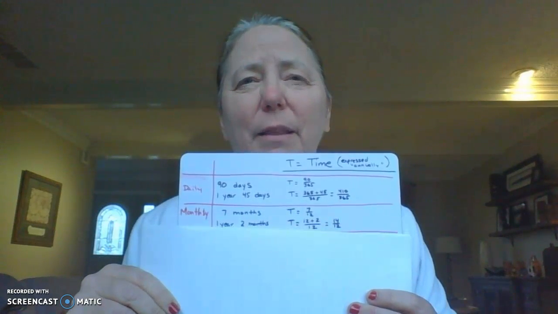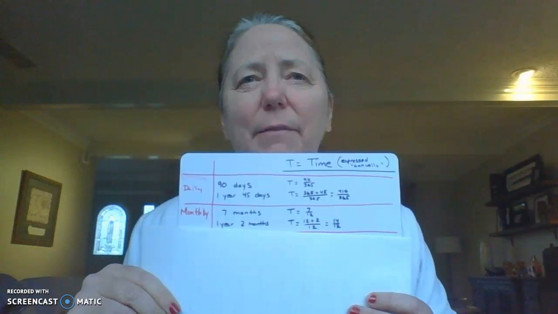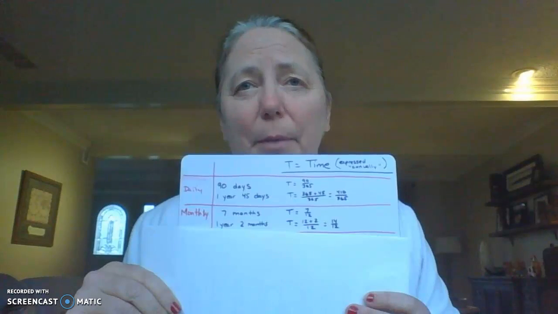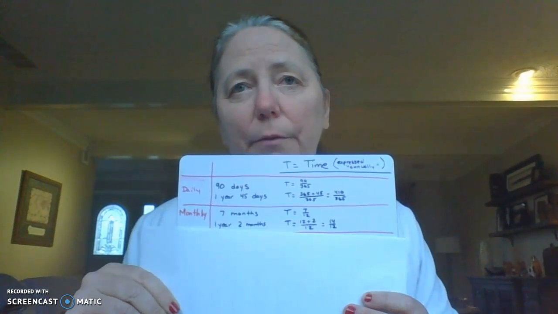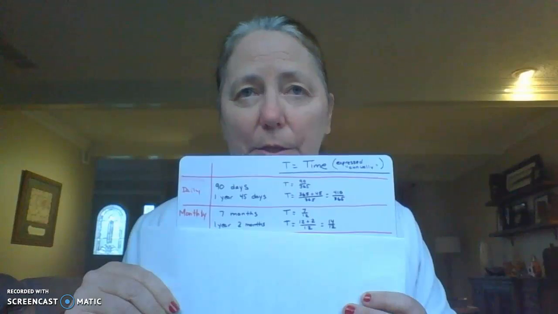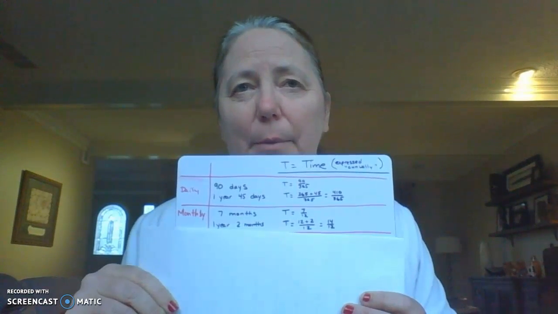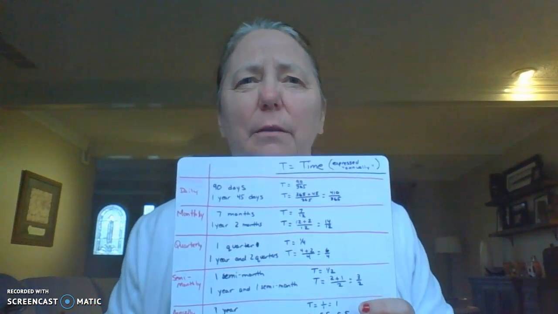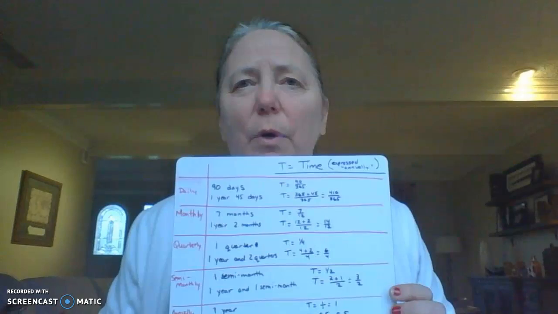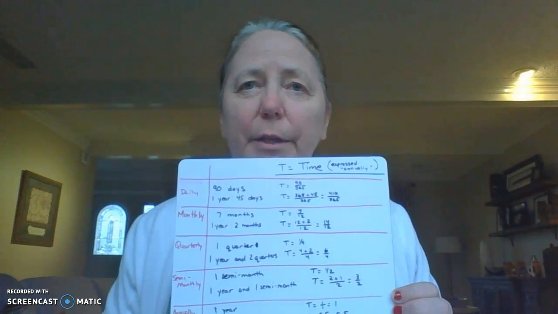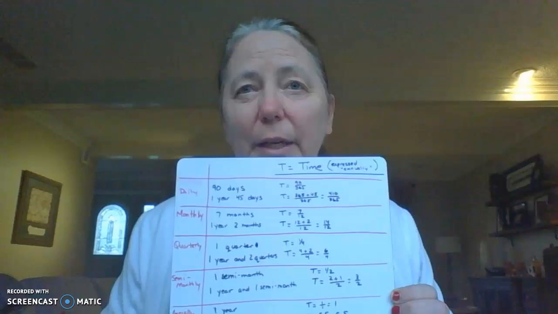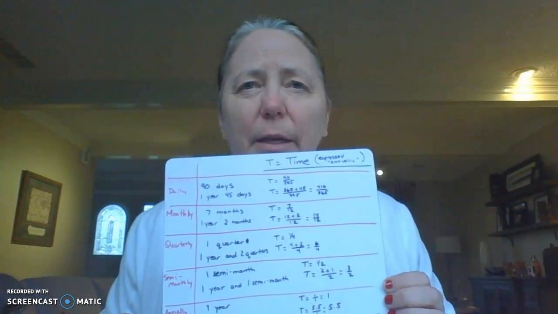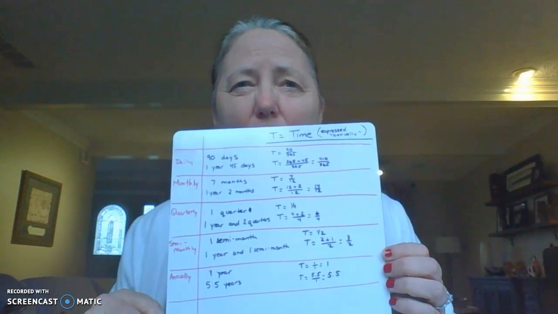If we were doing monthly, we've got 7 months, and that would be 7 divided by 12. If I had 1 year and 2 months, that would be 12 months in a year plus 2 months more, 14 divided by 12. So hopefully you're starting to catch on. If it was quarterly, then 1 quarter is 1 over 4. If it's a year and 2 quarters, then it's 4 quarters in a year plus 2 more is 6 over 4. And if you need to copy this, you ought to. I'll try to put something on Canvas.